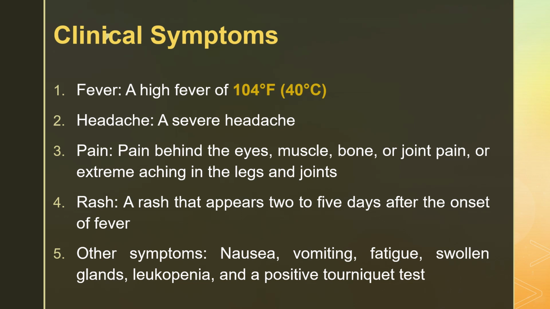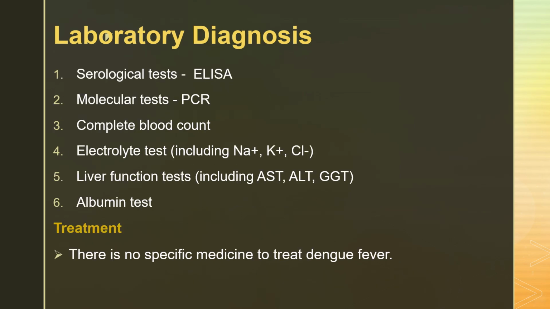Clinical symptoms of dengue virus. Fever: a high fever of 104 degrees Fahrenheit, or 40 degrees Celsius. Headache: a severe headache, pain behind the eyes, muscle, bone, and joint pain, or extreme itching in the legs and joints. Then rashes: a rash that appears 2 to 5 days after the onset of the fever. Other symptoms like nausea, vomiting, fatigue, swollen glands, leukopenia, and a positive tourniquet test.